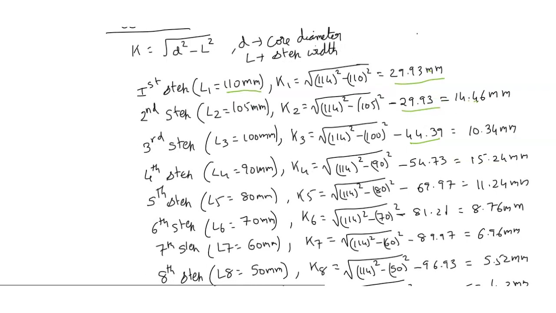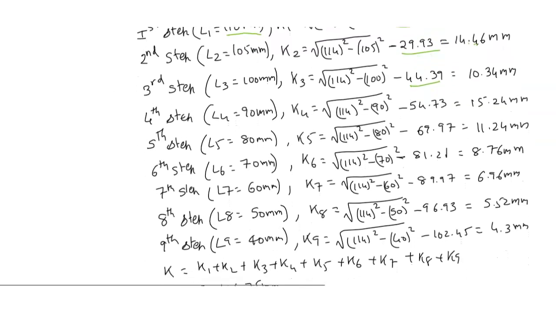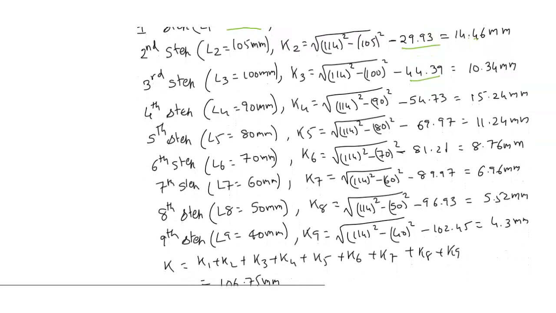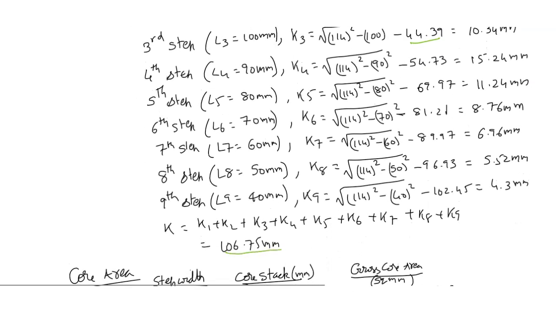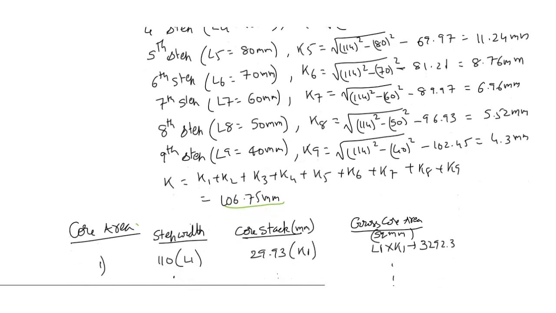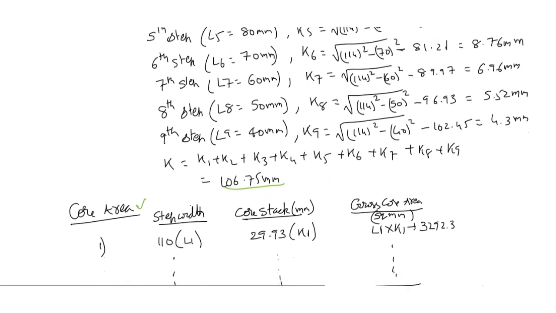Like this we'll calculate for the 9-step process, and we will add all these K values which we got. We'll get 106.75 mm. This is the total stack thickness of the core. Now from this data we can calculate the core area also. Core area we are calculating.